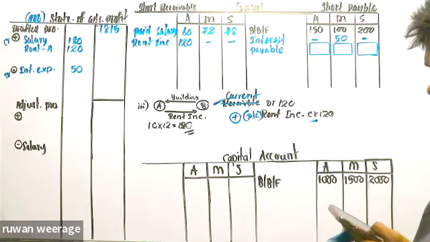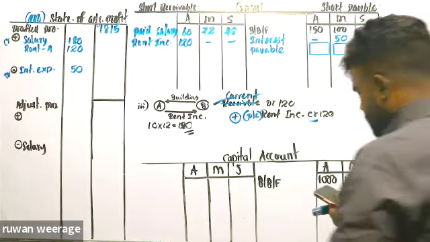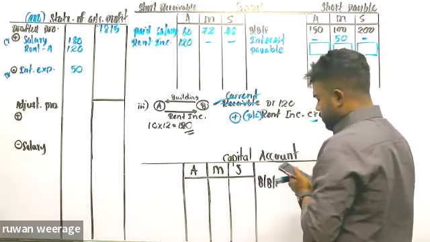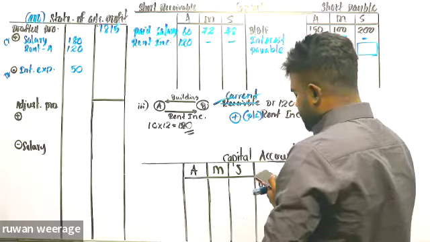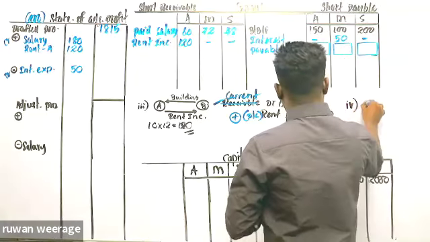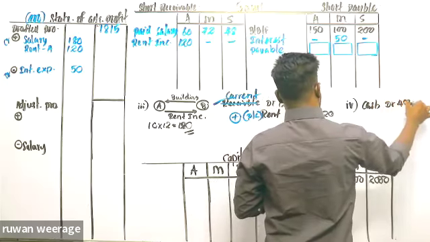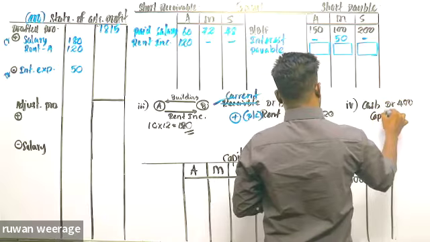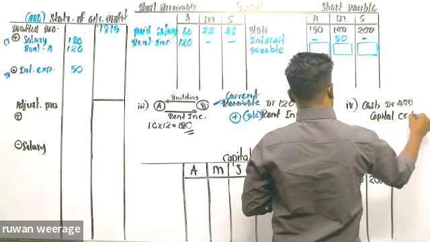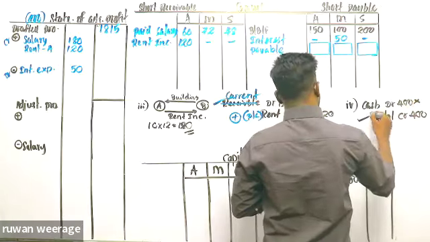Right, finished? Next one, number 4. Malit has provided 600,000 on April 1st, October 1st, January 1st, right? Additional capital. What's the double entry? Cash debit 400, capital credit 400. Cash account no need to record, only the capital account.